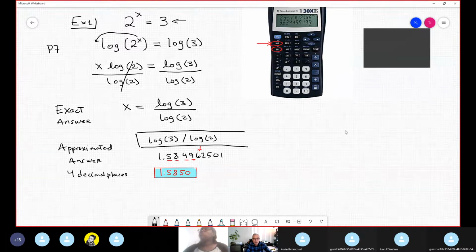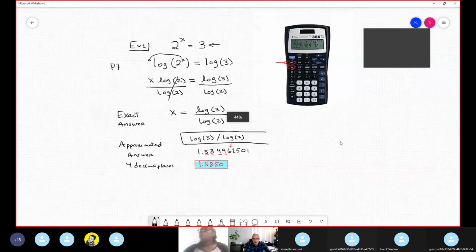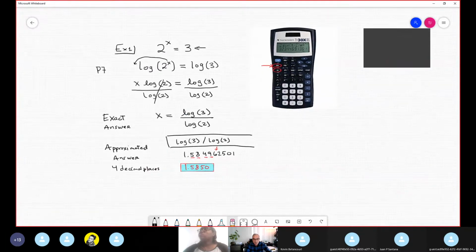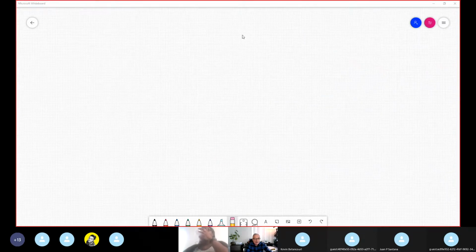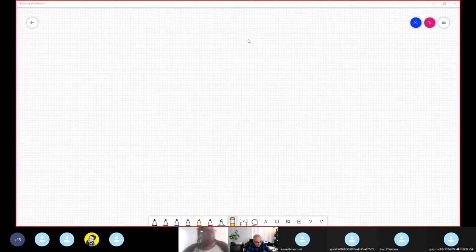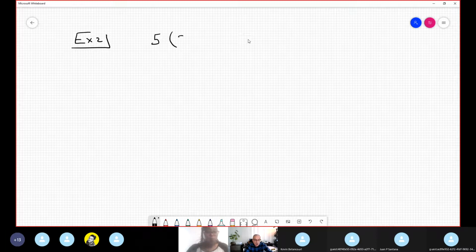Okay, let's do another example. I want to erase everything. Okay. Example 2. And you help me to put it in the calculator. Suppose this example, a little bit different, but not too much.